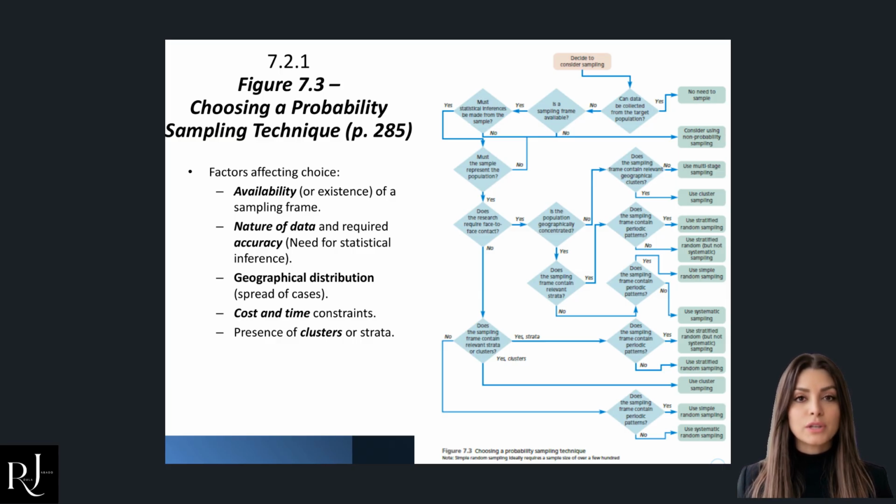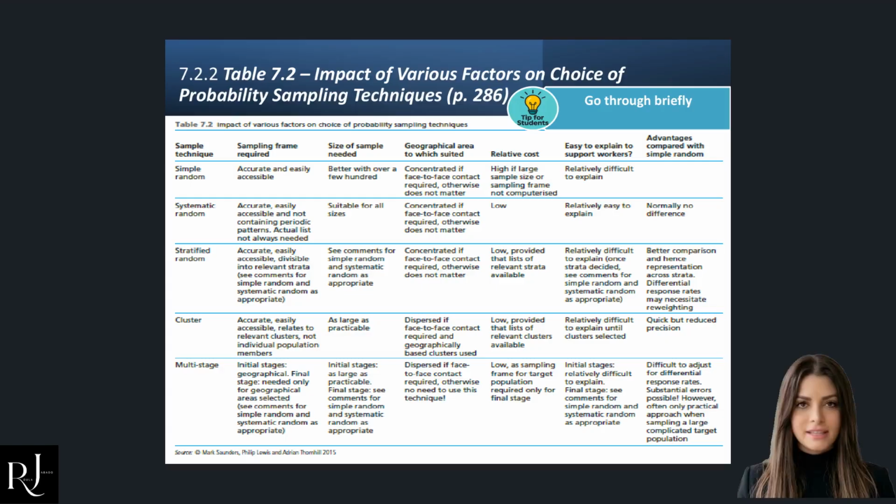Instead of trying to sample individual farmers from all over the area, you can randomly select a few clusters and survey all the farmers within those clusters. Weighing these factors will help you select the most efficient method that still maintains the integrity of your research data. Table 7.2 in your textbook provides a great summary of how these factors impact your choice.